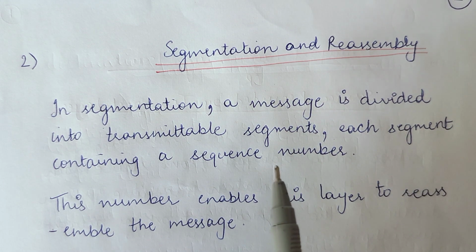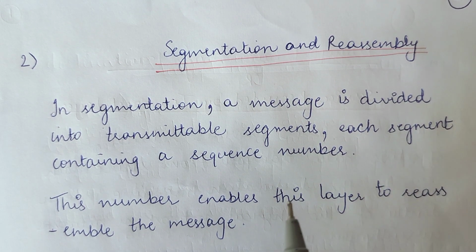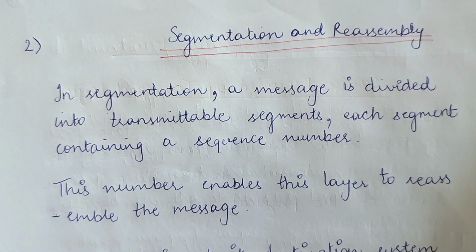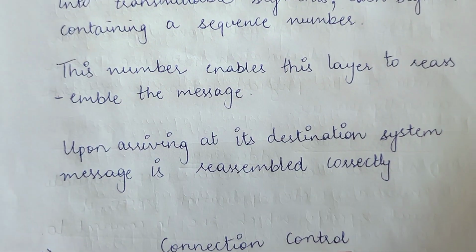The basic reason for providing the sequence number to each segment is that at the receiver's end, when they are reassembled, the receiver must know in which order they must be reassembled. That is why each segment is provided with a sequence number, and then they are transmitted according to the sequence number only.